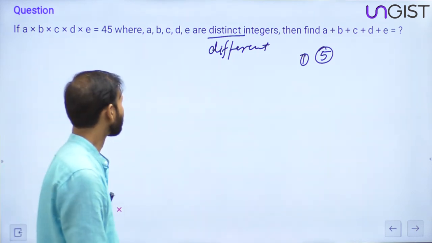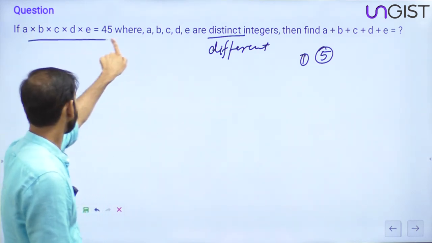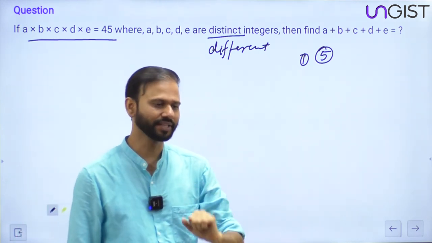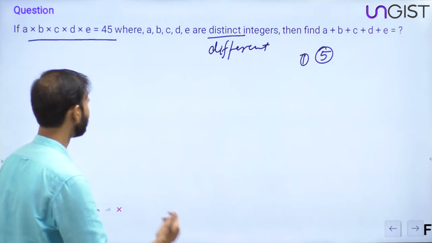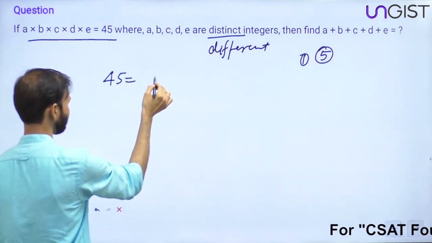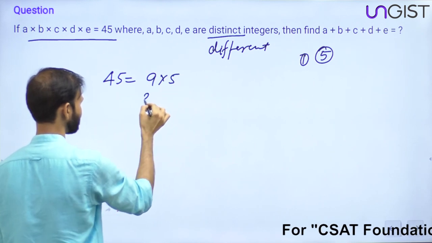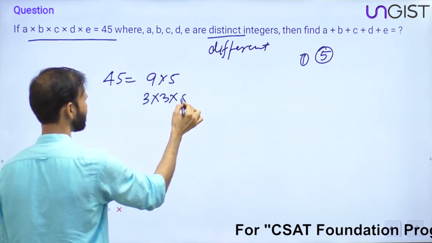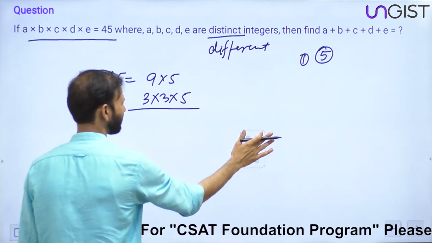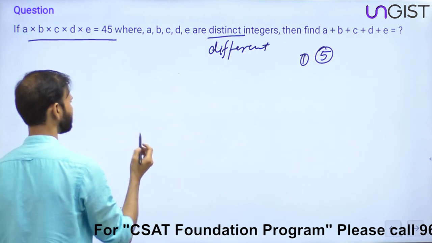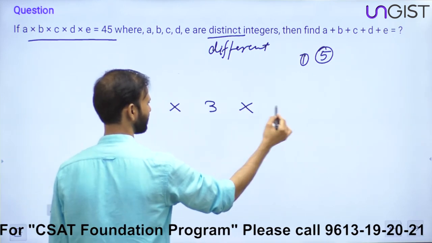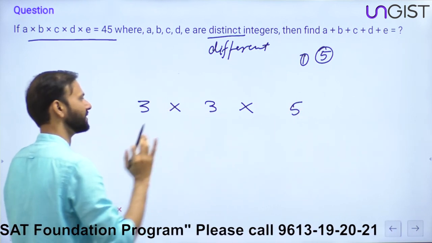Okay, guys, first of all, the question is saying 45 has been expressed as the product of 5 integers. So please write those 5 integers. So try to factorize 45. 45 is 9 into 5. 9 is 3 into 3, you can write. So 45 is actually 3 into 3 into 5. These are actually 3 integers.